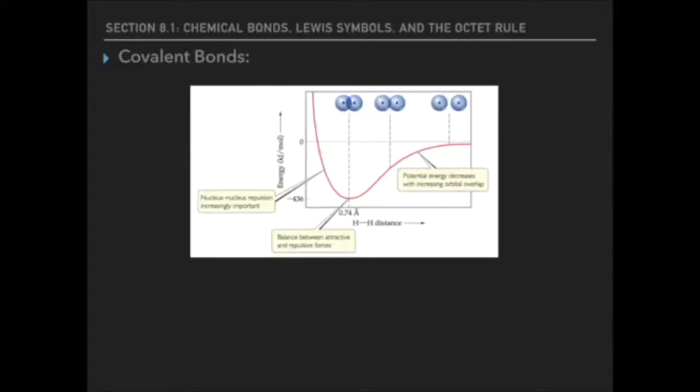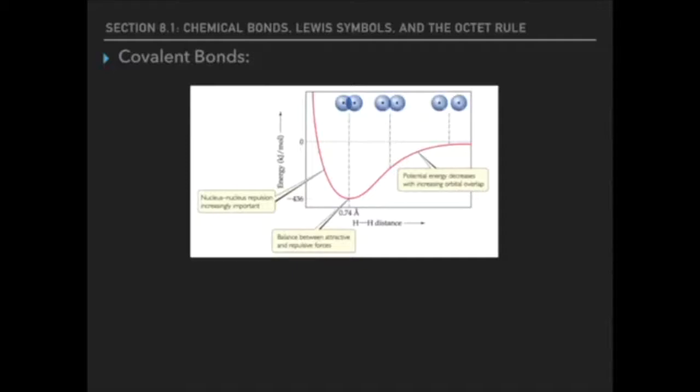And as the distance between these atoms decreases, the strength of the bond actually increases, and that can actually be seen in the negative value for the potential energy. So the more negative the potential energy, the stronger the bond is.